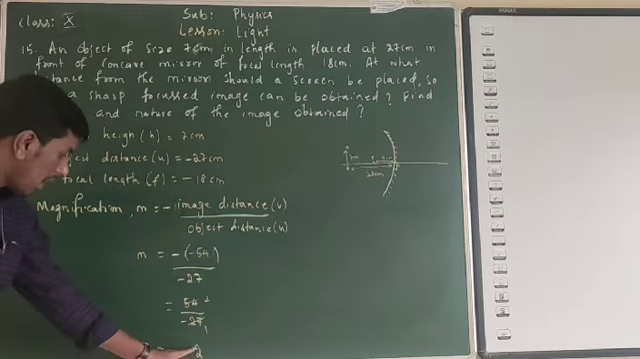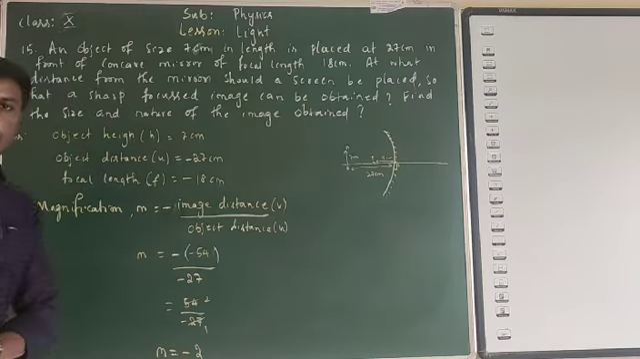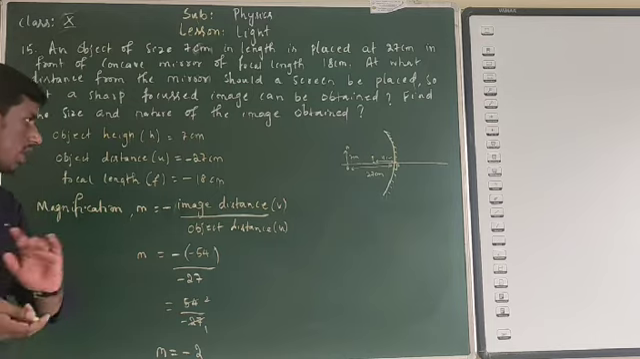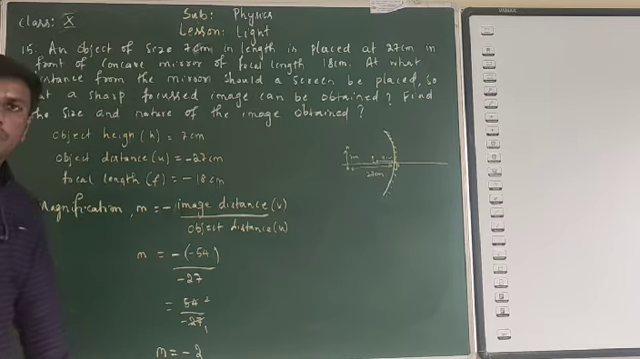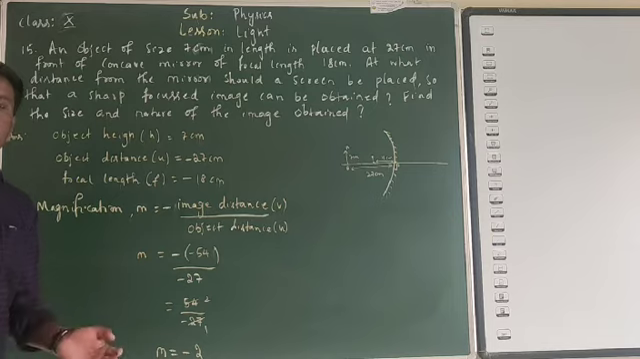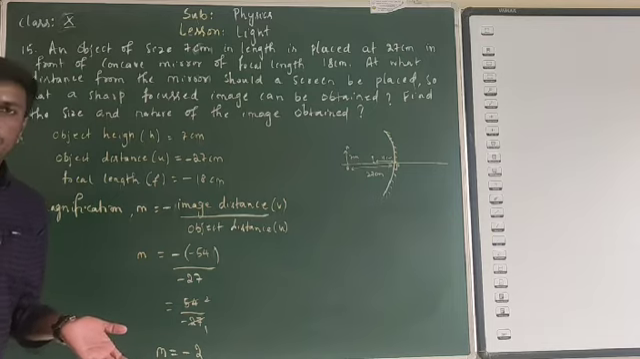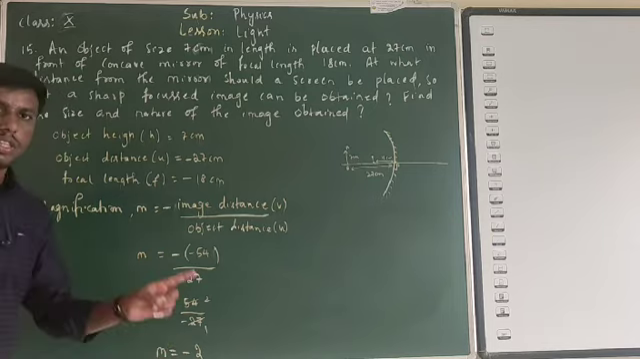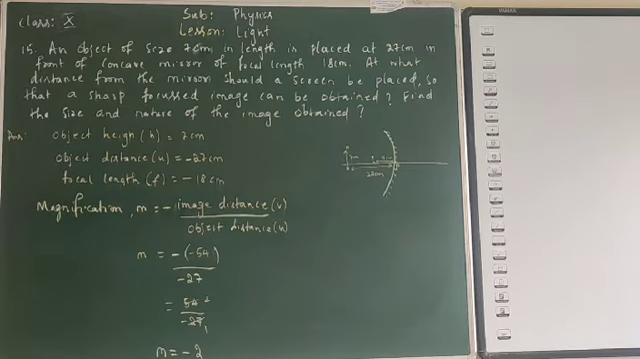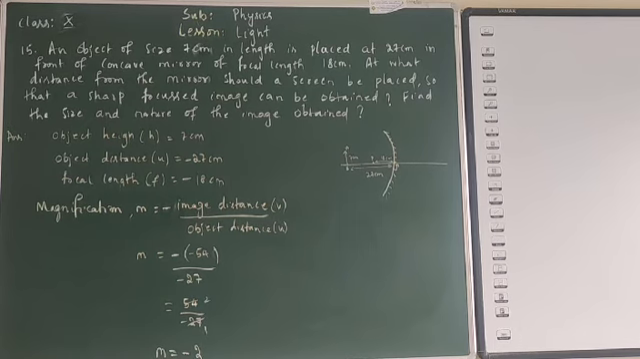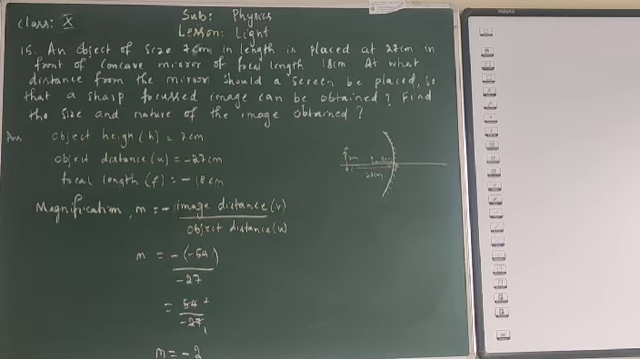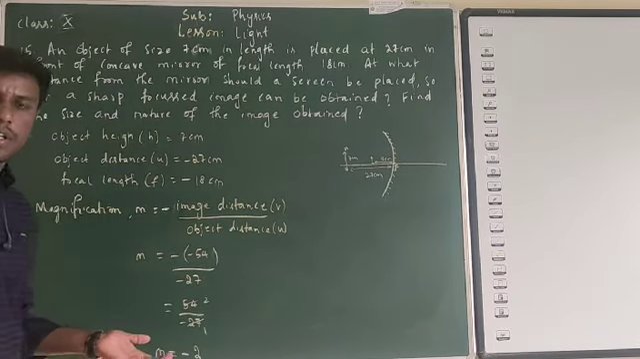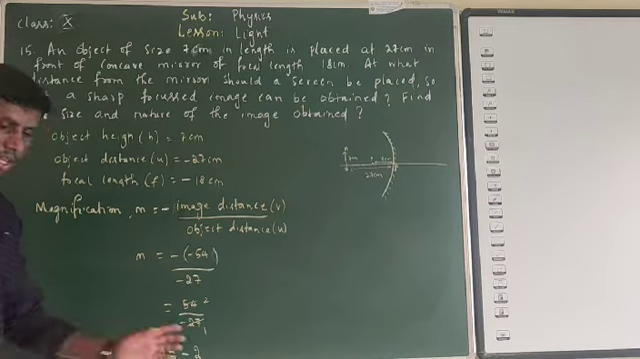Very important, you are getting a what sign? Negative sign. So the negative sign of the magnification indicates whether the image obtained is real or virtual. If you are getting a negative sign, then definitely it is a real image. So that you can conclude. And if it is a real image, then it is inverted.